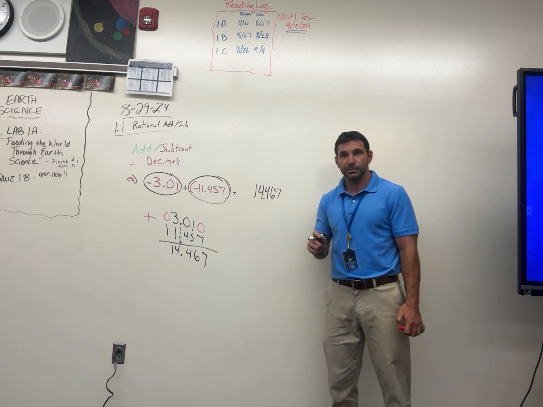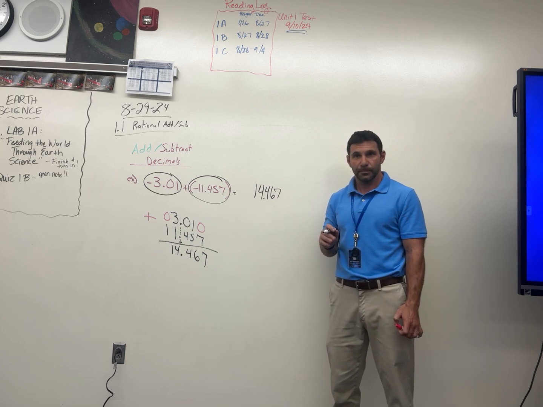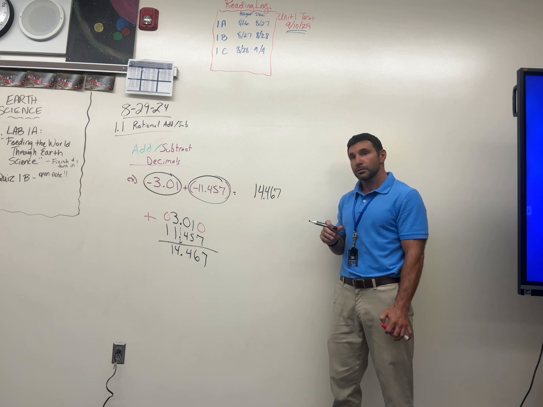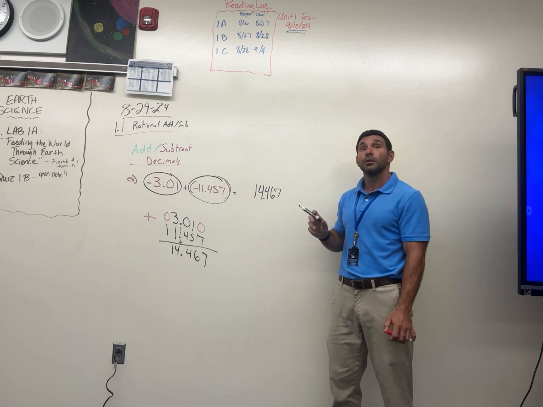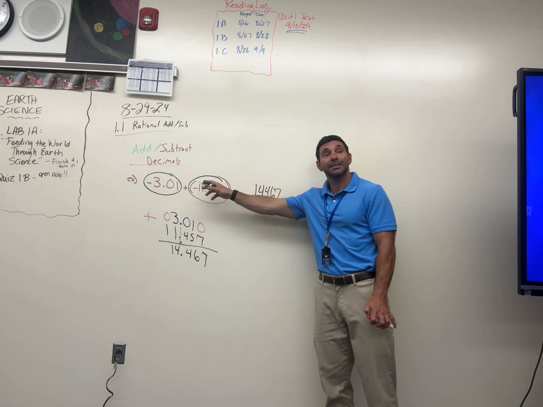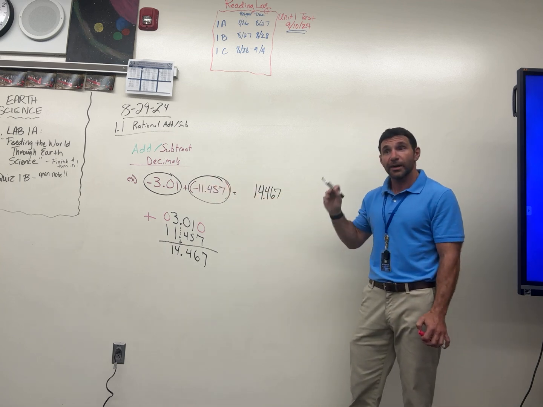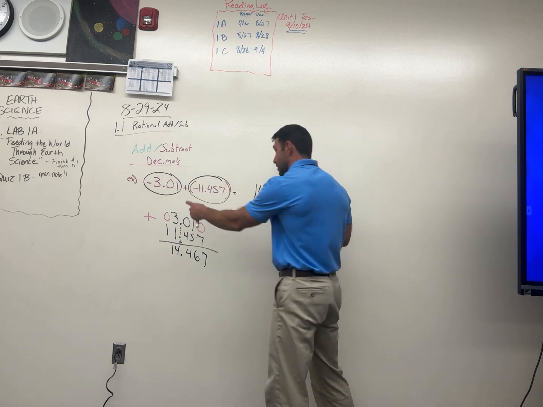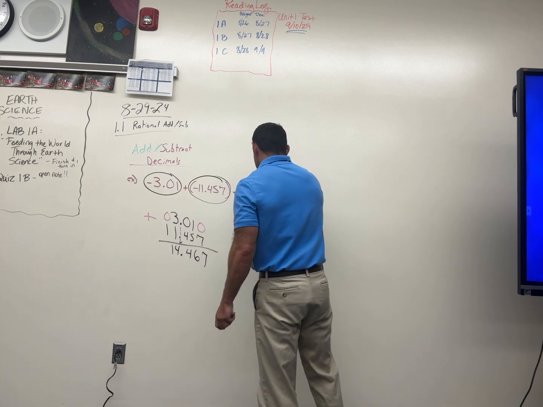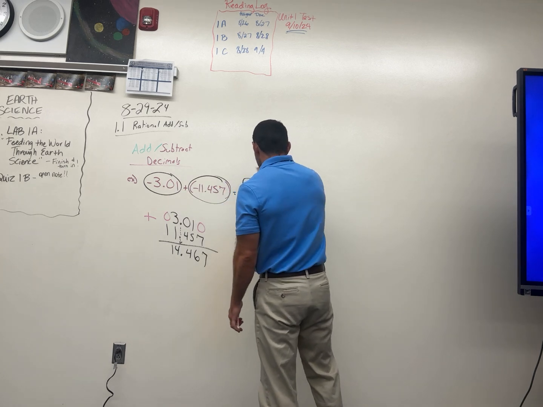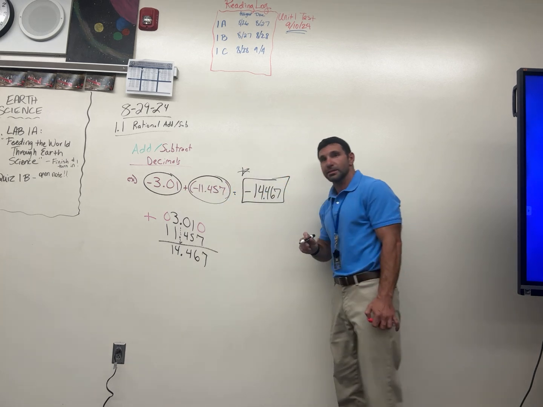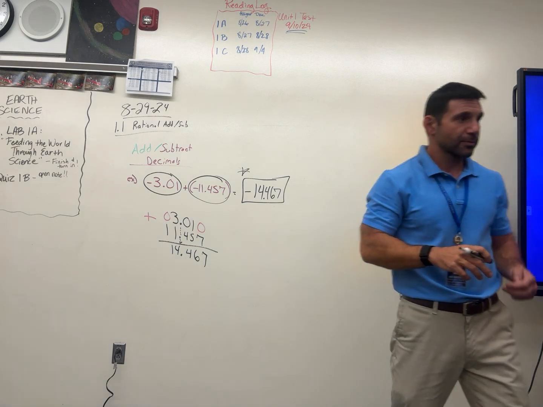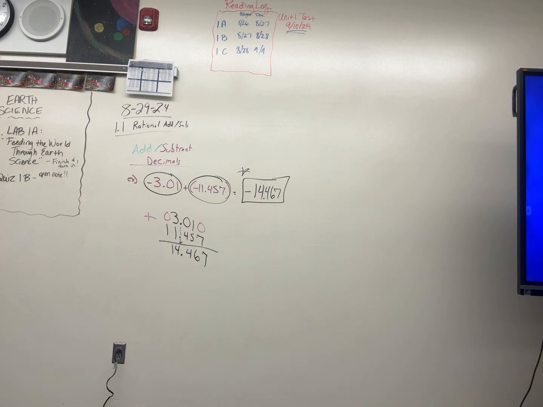Is this my answer? Why are you shaking your head no, Christian? Because it's two negatives, so you can bring the sign back. Yeah, when you have the same signs, you have to put the original sign back with it. So we got rid of the signs. The original sign was negative. So this leaves me -14 and 467 thousandths. How we feel about that one? All right.